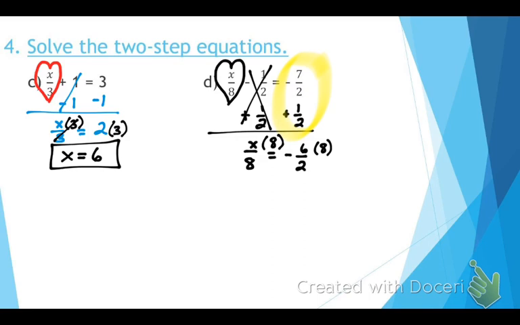Okay, what happens to the left side, class? It cancels out. You drop down the x equals. Is there anything that can cross reduce on the right side? Yes. The 2 and the 8 become what? 4 and 1. Class, what's negative 6 times 4? Negative 24. Remember, it's a negative 24.